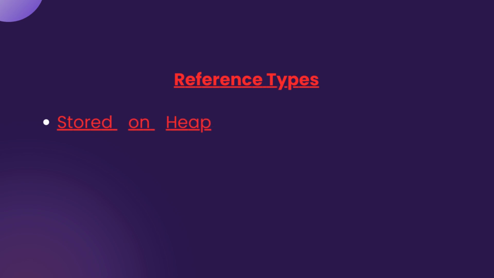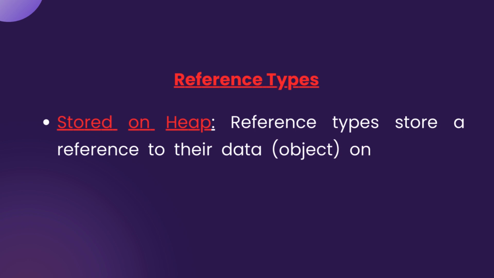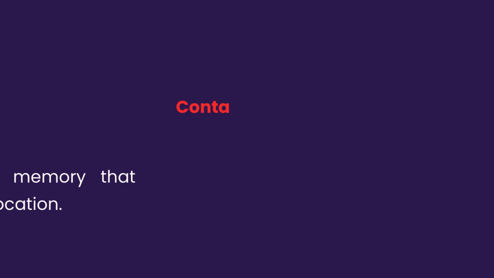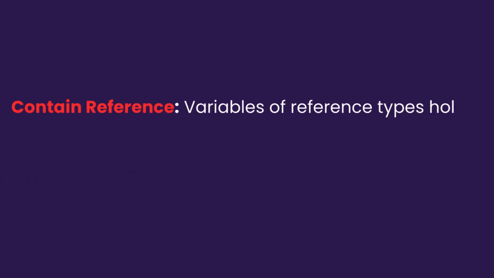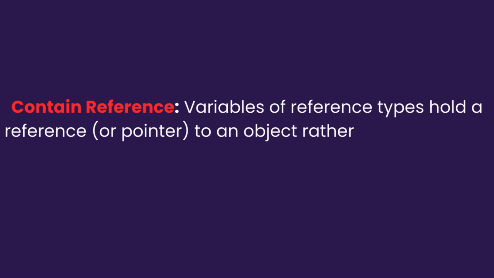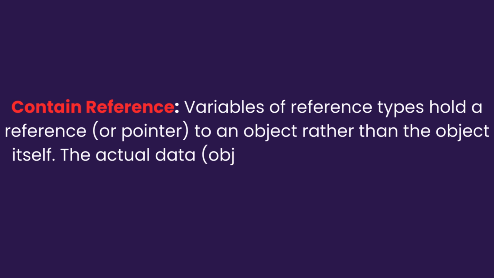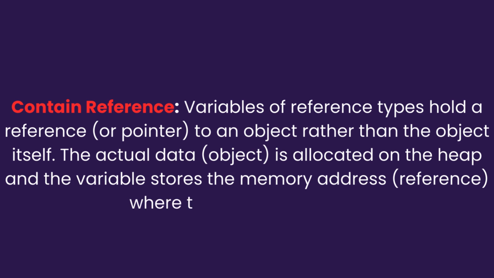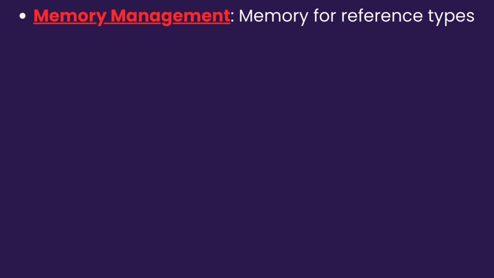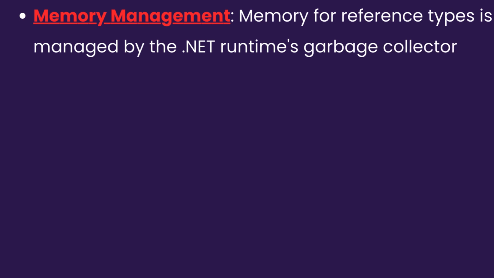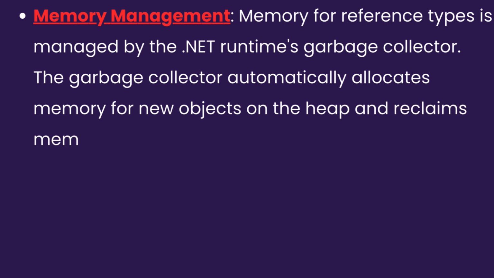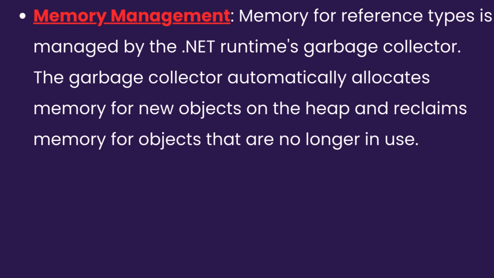Reference types are stored on the heap. Reference types store a reference to their data object on the heap, which is a larger region of memory that manages dynamic memory allocation. Variables of reference types hold a reference or pointer to an object rather than the object itself. The actual data object is allocated on the heap and the variable stores the memory address (reference) where the object is located. Memory management: memory for reference types is managed by the .NET Runtime's garbage collector. The garbage collector automatically allocates memory for new objects on the heap and reclaims memory for objects that are no longer in use.